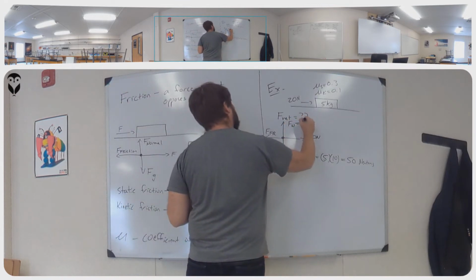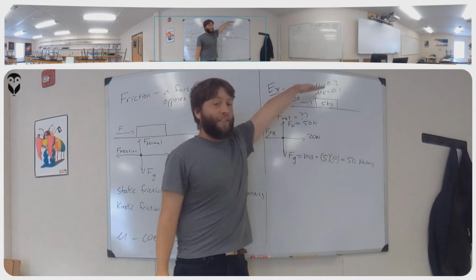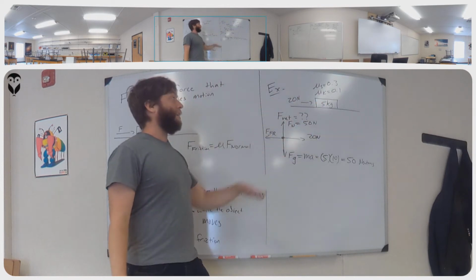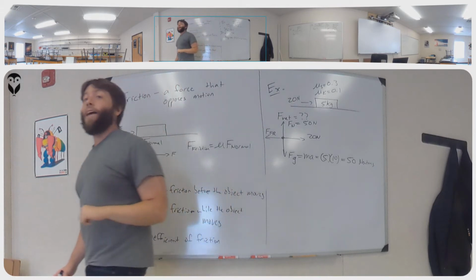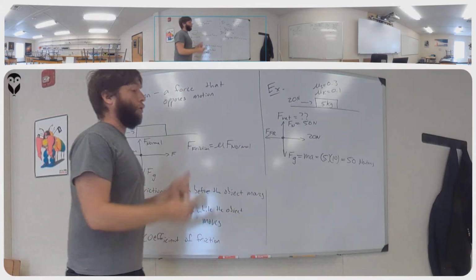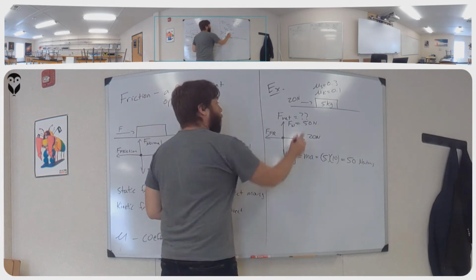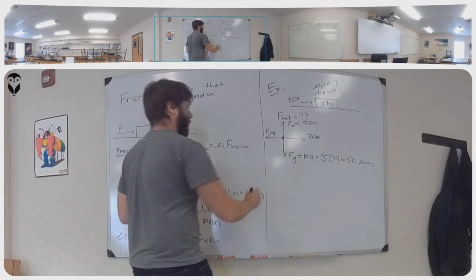That means that the normal force is also equal to 50 newtons. Remember, this box has to be balanced along the y-axis. It's not falling through the floor and it's not levitating, so it has to be balanced. So 50 newtons down of gravity force, 50 newtons up of normal force, okay? We're going to use the normal force to calculate our static and kinetic friction.